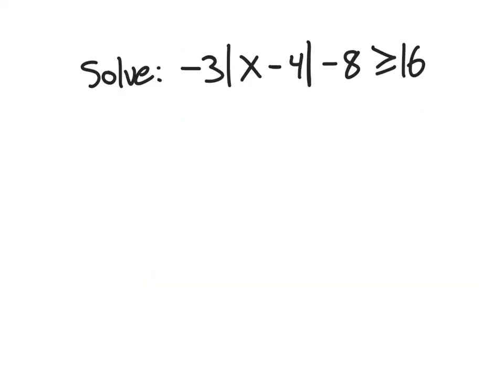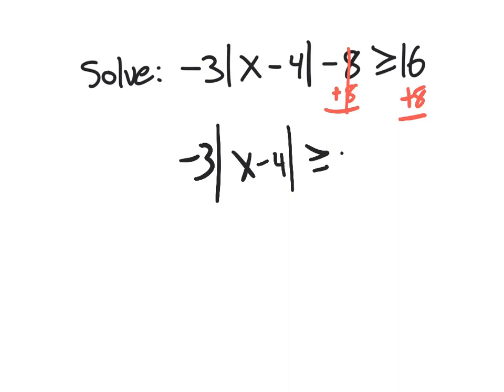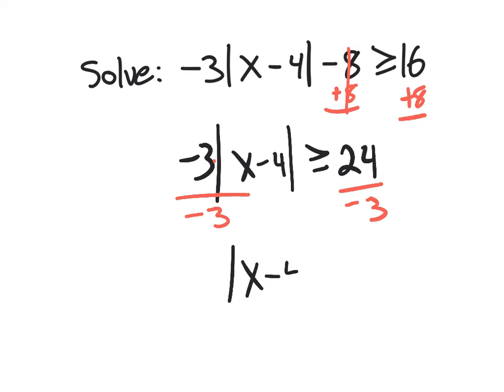So on this particular question, you're supposed to isolate the absolute value first, right? Isolate the absolute value. So when you're isolating this absolute value, you go plus 8. Plus 8. We have negative 3 absolute value of x minus 4 is greater than or equal to 24. And now to get rid of the negative 3 that's being multiplied by the absolute value, you're going to divide by negative 3. Now this is an inequality, and when you're dividing by a negative 3, you're going to end up flipping the inequality symbol. It's going to become a less than or equal to negative 8.